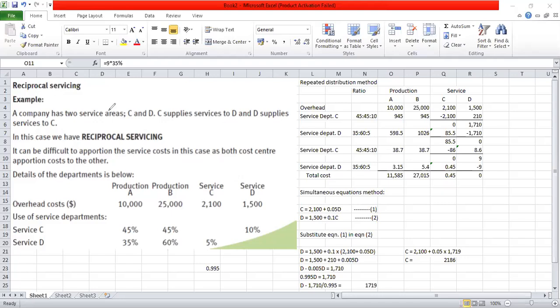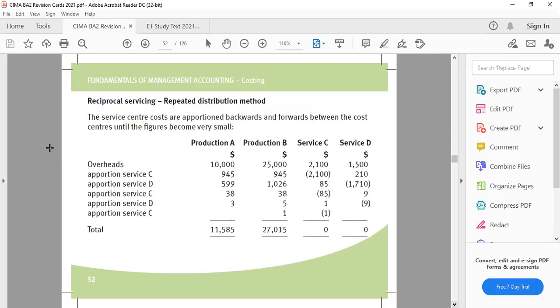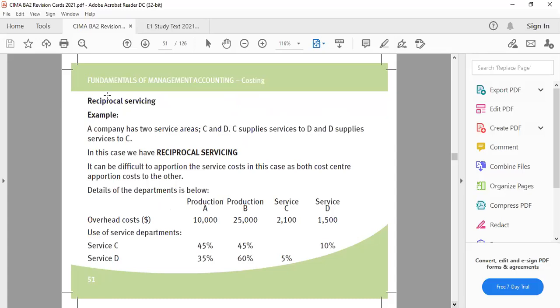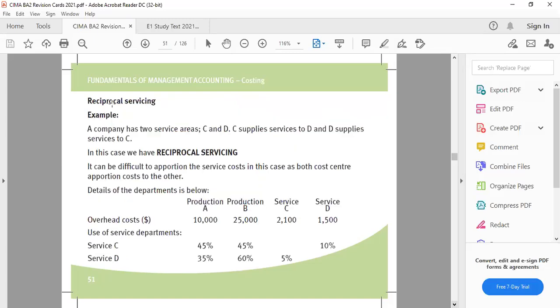So there is one example which is given. We'll come back to Excel. Remind me. We'll come back to Excel. So there is one example which is given here. Reciprocal servicing. After explaining the reapportionment of service cost, there is one example question which is given.